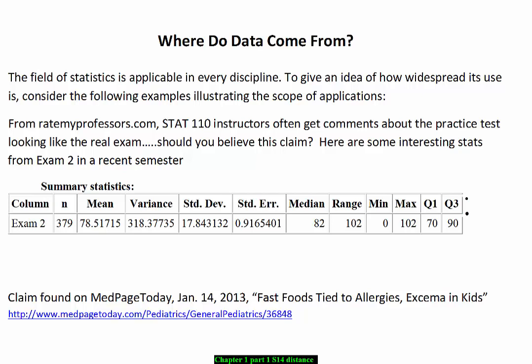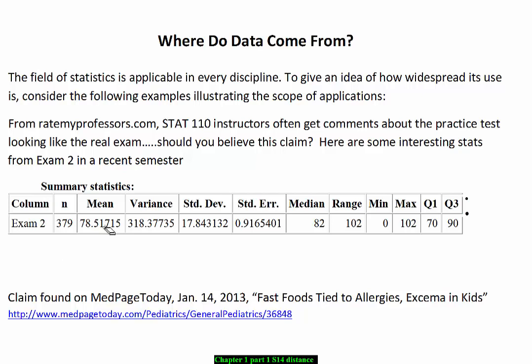Here are some interesting statistics that we're going to look at from Exam 2 in an offering of Stat 110 in a recent semester. This was a face-to-face class, so N was 379, which means that 379 people took the test on this particular day. We're going to look at a couple statistics here. This output is from a statistical software package called StatCrunch, which was actually developed at the University of South Carolina from Dr. Webster West, who has since moved on.